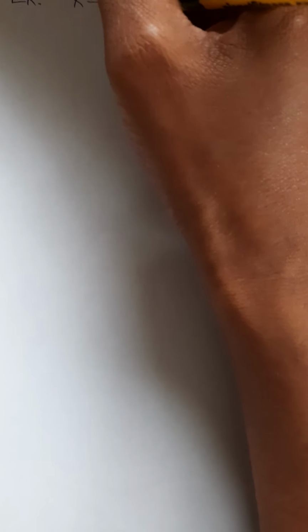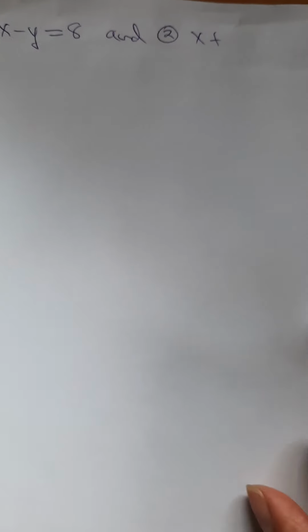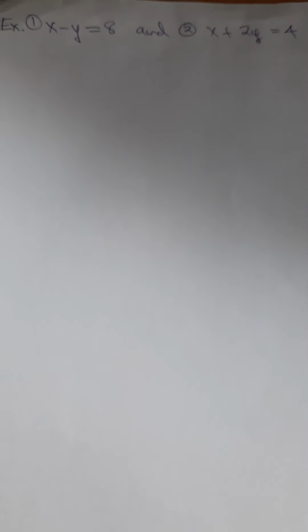Okay, let's write it on the next page. Okay, so let's try this one. So this says x minus y equals 8, which is the first equation. Okay, and the second equation is x plus 2y equals 4. Okay, so again, don't be thrown off by the equations. Some of the equations can be quite complex.